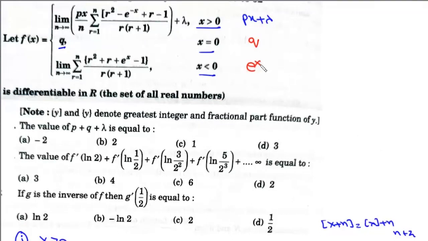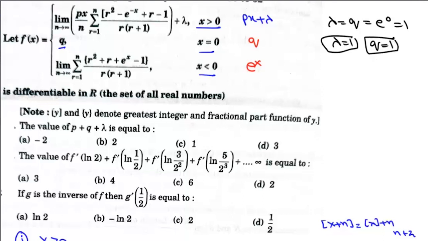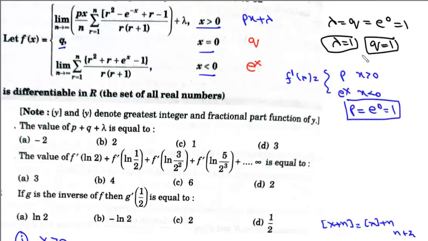Now it says it is differentiable in R. If it is differentiable in R, then it must be continuous at 0. And if it is continuous at 0, that means lambda equals q and will be equal to e to the power 0, which is 1. So the value of lambda is 1 and the value of q is also 1. Now it must also be differentiable. If we find f dash x, it will be p when x is greater than 0 and e to the power x when x is less than 0. So this p is equal to e to the power 0, which is 1. So the value of p plus q plus lambda is 3, and that's your option D.